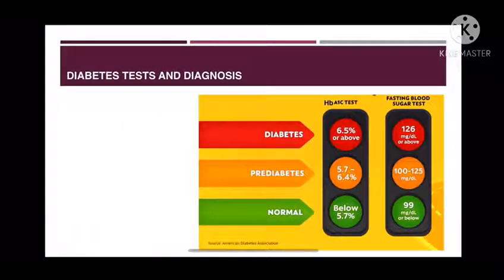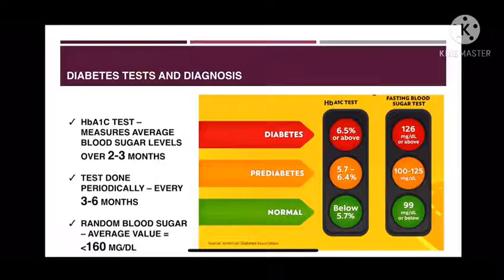Tests done for the diagnosis of diabetes: the HbA1c test, which measures the blood sugar values over a period of 2 to 3 months. Normal value is below 5.7. Pre-diabetic ranges from 5.7 to 6.4%, whereas diabetic is 6.5% or above. Random blood sugar levels are also tested. The average value is 160 mg per deciliter, above which the patient is termed diabetic.